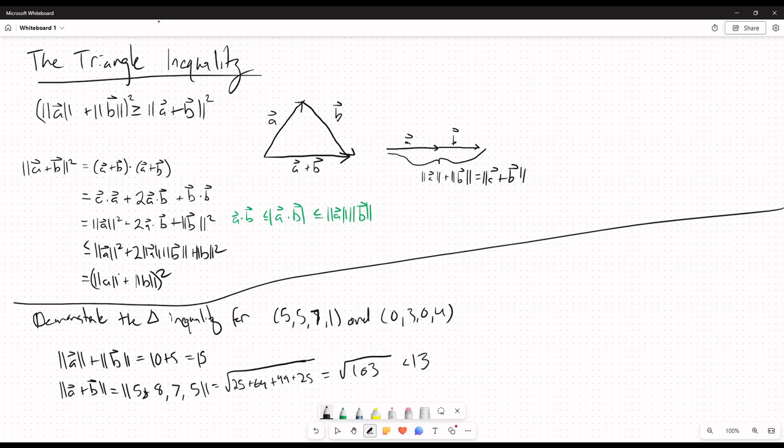So what we saw is that the norm of a plus the norm of b is in fact bigger than the norm of a plus b, because 15 is bigger than the square root of 163. So we were able to demonstrate the triangle inequality for those two vectors.